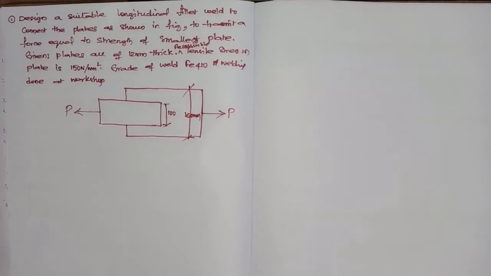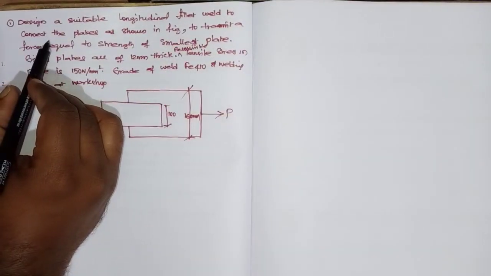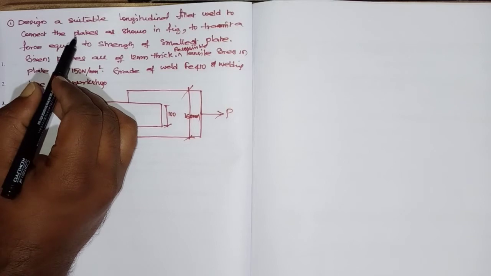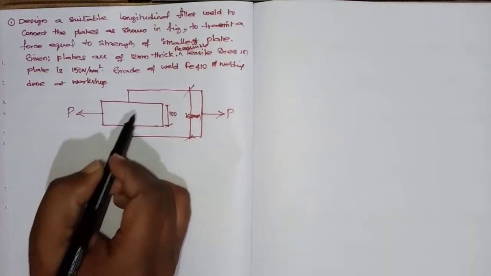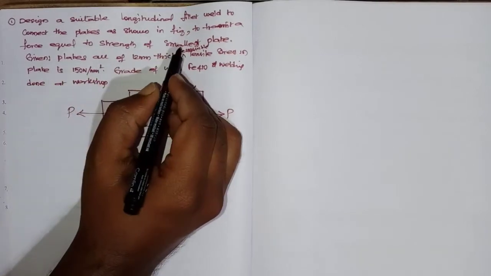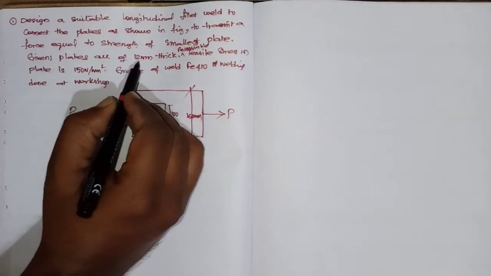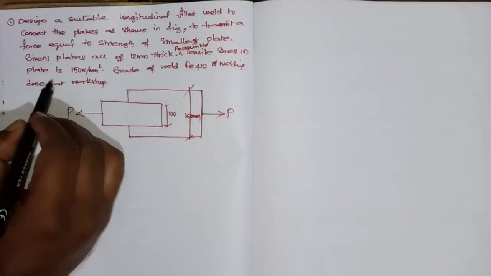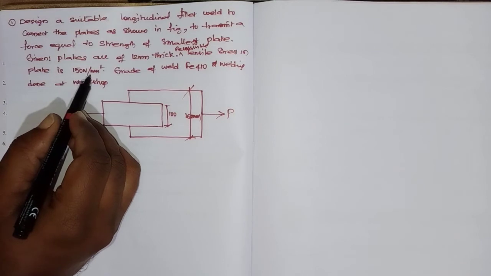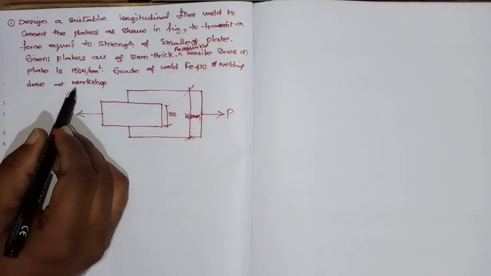So today I have taken this problem. Design a suitable longitudinal fillet weld to connect the plates as shown in the figure, to transmit a force equal to the strength of the smaller plate. Given plates are 12 mm thick, permissible tensile stress in the plate is 150 Newton per mm square, the grade of weld is Fe410, and welding is done at the workshop.